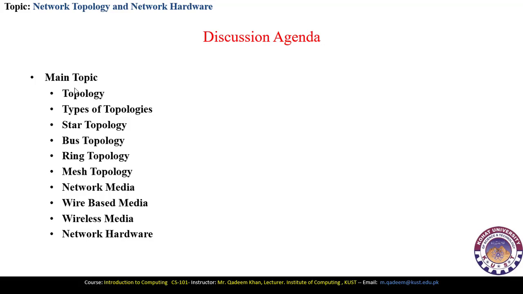Then we have the network media. Network media contains wired based media and wireless media. Wired based means that we will install the wire as a network media, and in the wireless media we will install the antenna as a wireless media. And also we have the network hardware. So here we will understand some important hardware that is used to install or configure the networks.